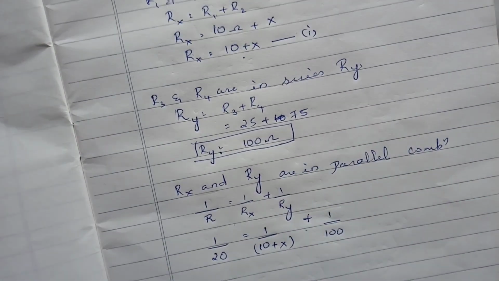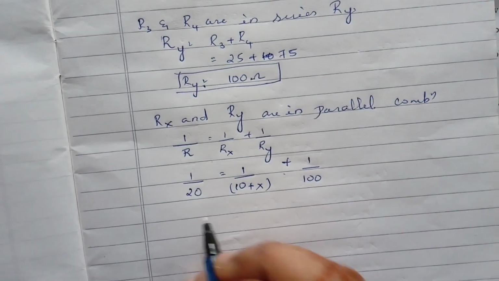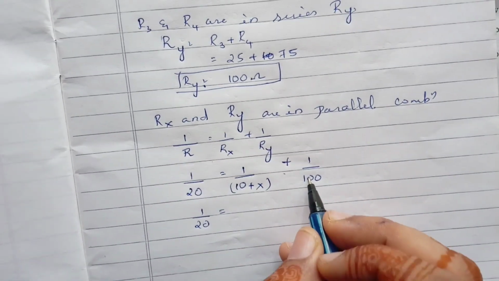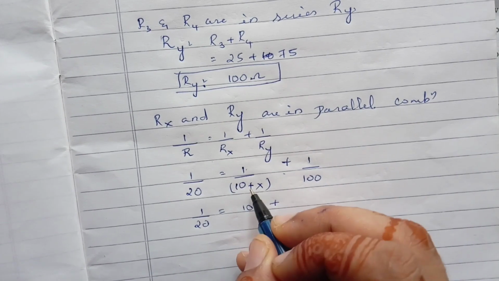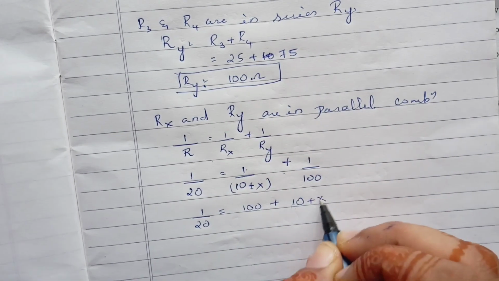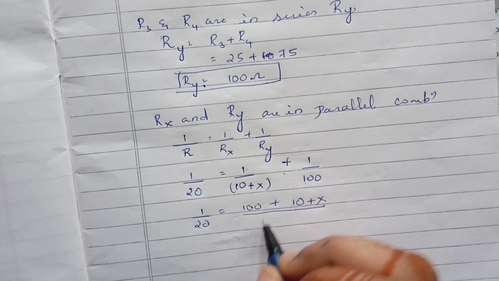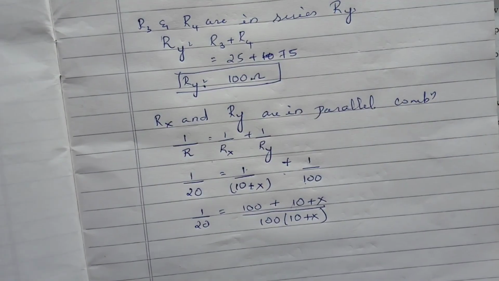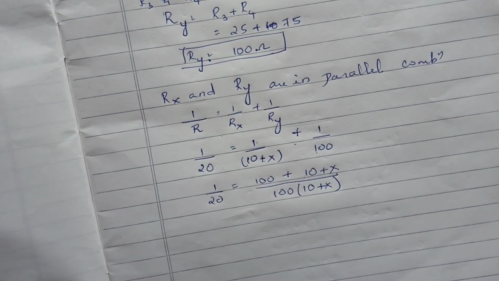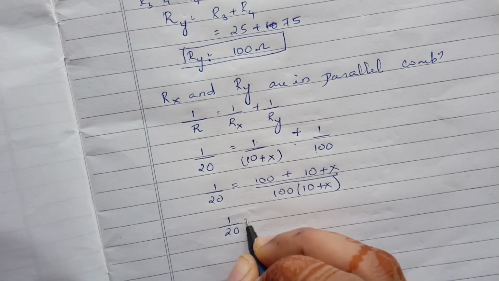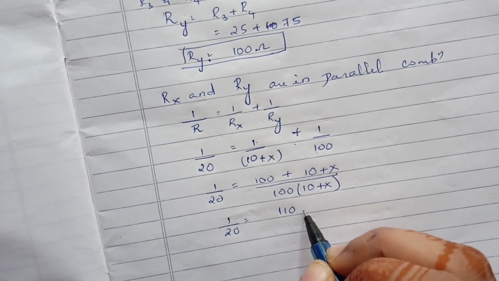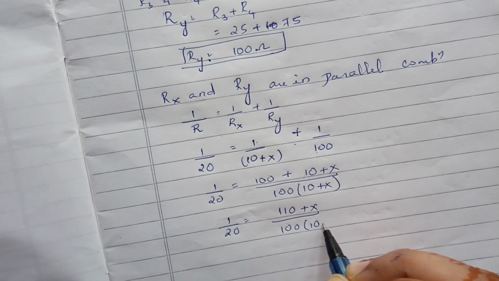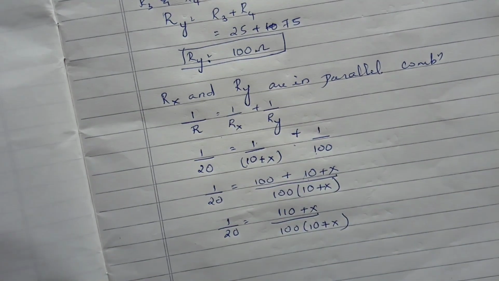1 upon 100. Now as you can see here, we cannot take LCM for this, so I'm just going to go for cross multiplication here. So 100 is going to come over here and this 10 plus X is going to come over here, and these two are going to multiply in the denominator. Now to solve it further, see here, I can add this up, so it's going to be 110 plus X. I'll just keep this as it is. I won't open it up and make it more complicated.